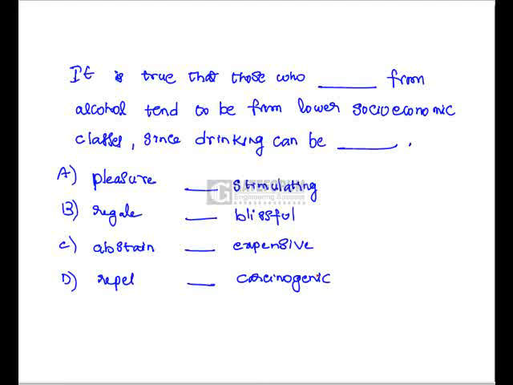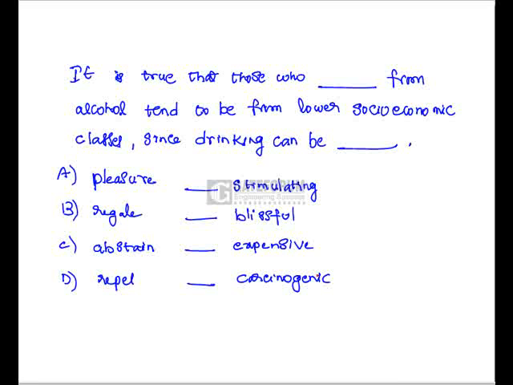Of course, anybody can get pleasure from this. Therefore, why only lower socioeconomic classes? Therefore, A cannot be the answer. B, regale. If you do not know, keep it, we will come back later on. Abstain. Abstain is to keep away from. Yes, those who keep away from alcohol, they tend to be from lower classes, because drinking can be expensive. When drinking is expensive, definitely they keep away from that.